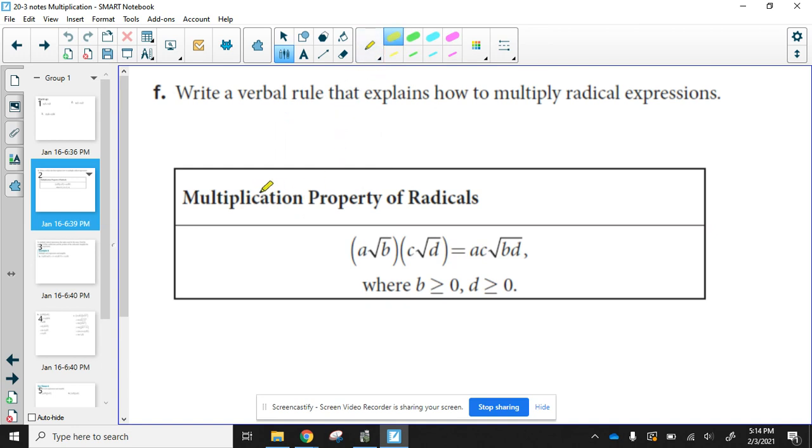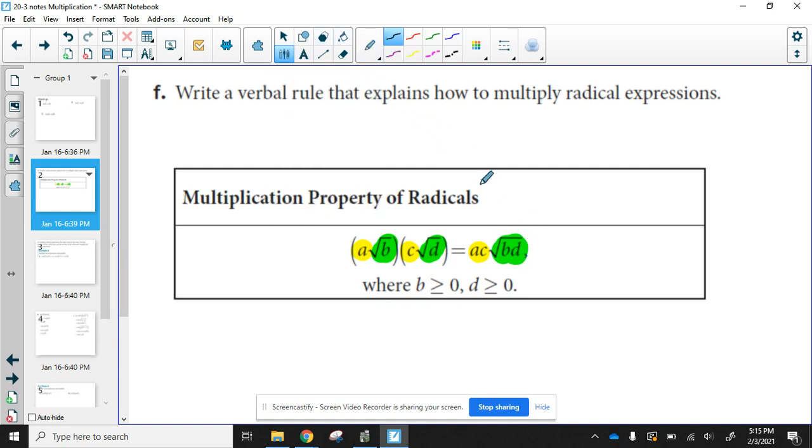This is just the basic property rule for multiplication. As you can see, they just do a general rule here. They are taking our coefficients of A and C and multiplying those together separately, as well as taking the radical of root B and the radical of root D and multiplying those together underneath one radical.